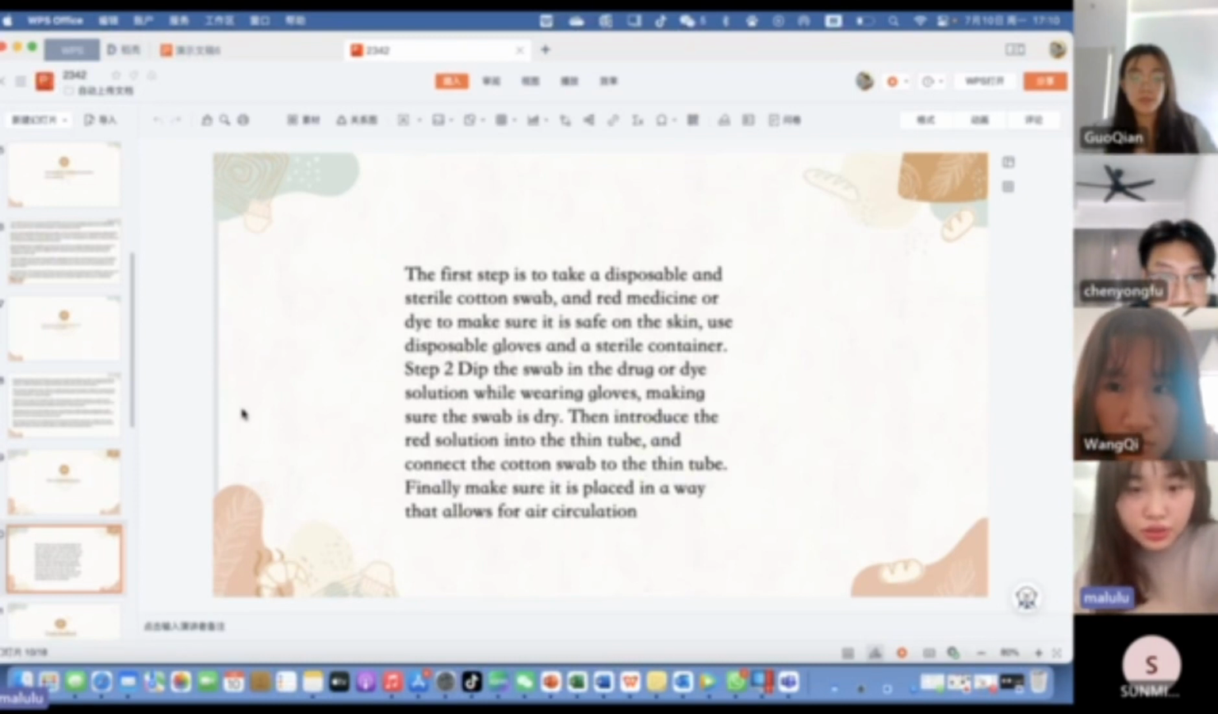Then introduce the right solution into the thin tube and connect the cotton swab to the thin tube. Finally, make sure it is placed in a way that allows for air circulation. That's my part.